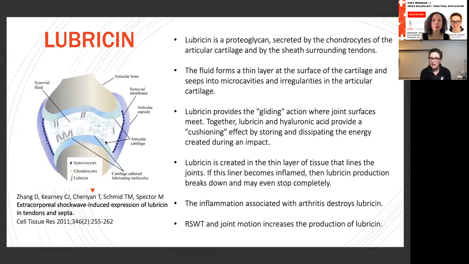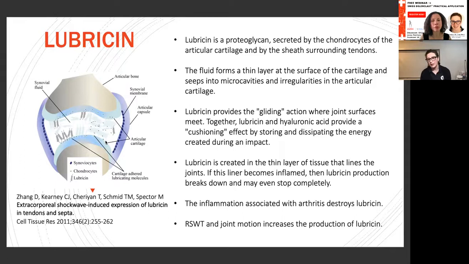So we know we've got a study to show us that shockwave and joint motion increase the production of lubricant. So if you've got a very dry arthritic joint and you can stimulate the production of lubricant, then all of a sudden this joint's going to glide a lot better.